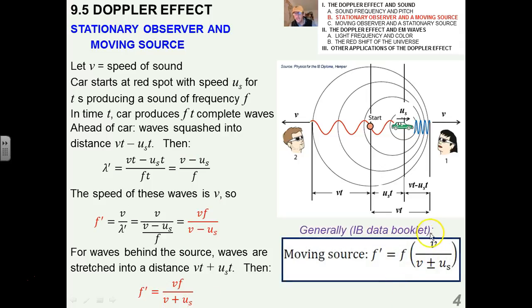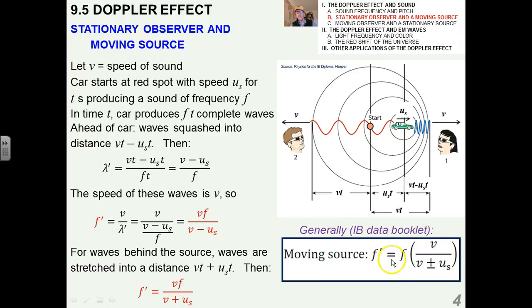In the IB data booklet, they give you this version. That's the reason why there's a plus or minus: it depends on whether the source is moving towards the observer or away from it, okay? And f prime is the actual frequency that is heard by the stationary observer at that location. v is the speed of sound in the air.